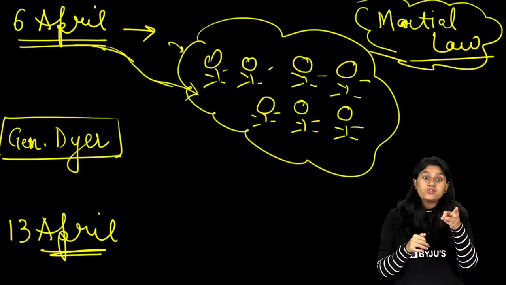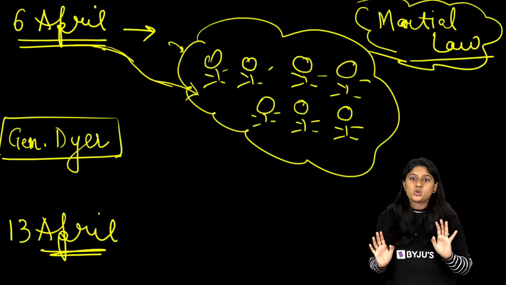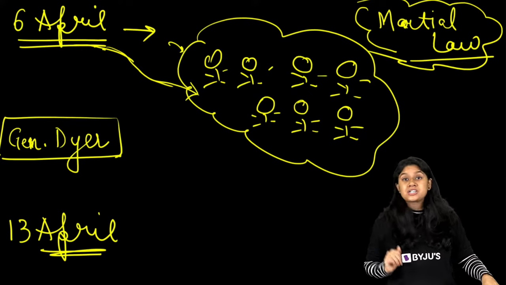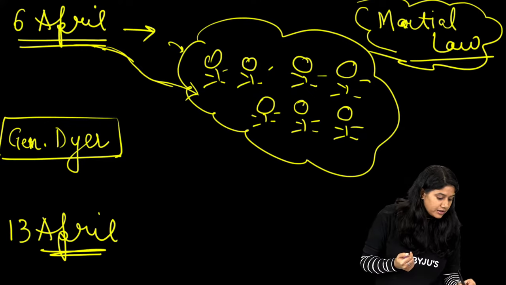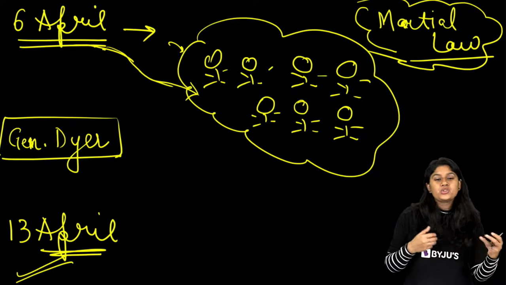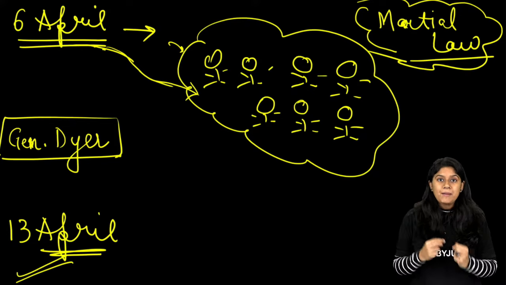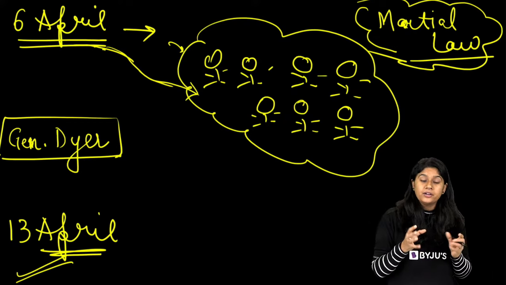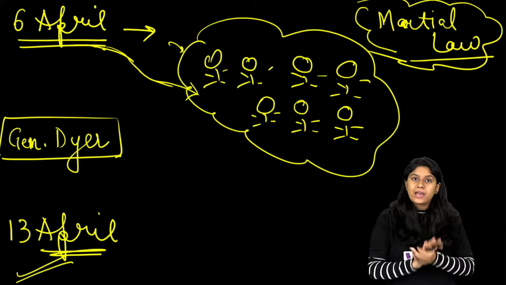He gave the order of shoot at sight. If you see someone, just shoot them. So, of course, the situation was very tense. At that particular time, what happened on 13th of April, which is the day of Baisakhi? In the Bagh, which is Jallianwala Bagh, people came together.